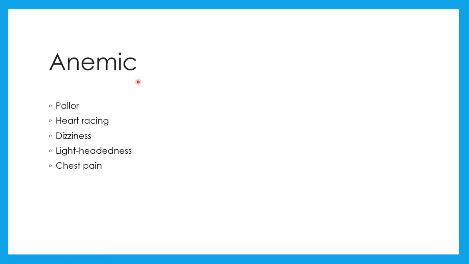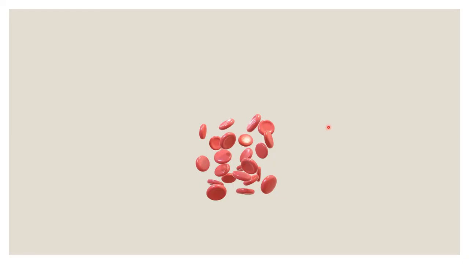Anemia can lead to heart failure. So if anemia is responsible for the heart failure, or along the line, anemia was not the cause, but anemia sets in along the line, then we check for pallor. The heart could be racing. There may be dizziness, lightheadedness, including chest pain. You see, I decided to put the image of the red blood cells here for us to understand anemia.